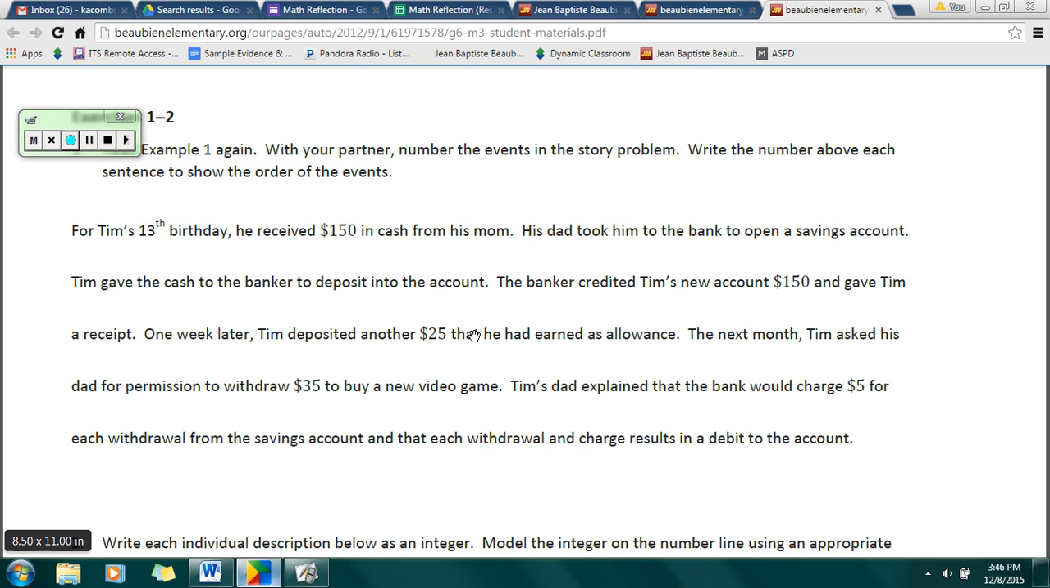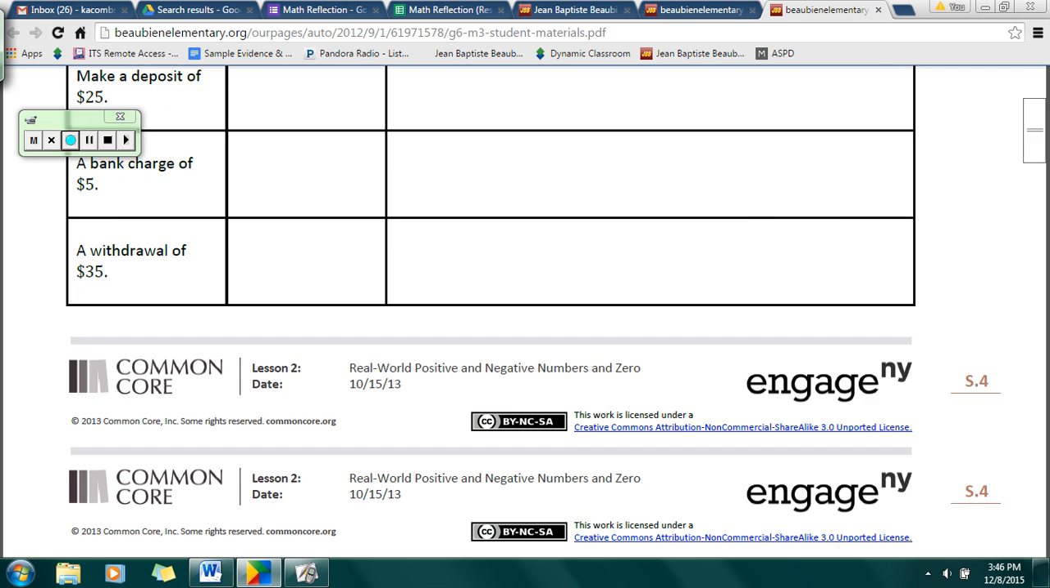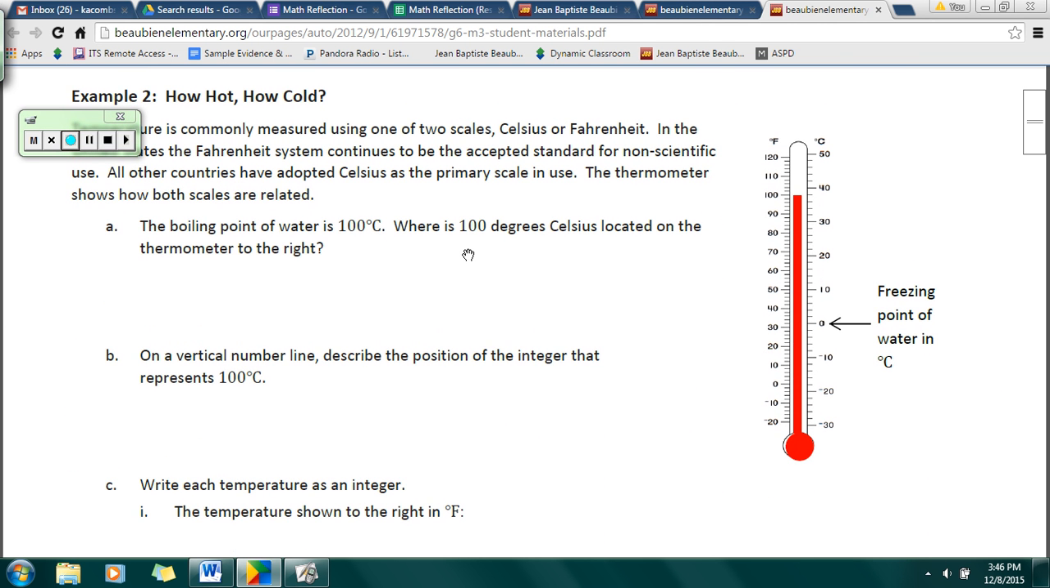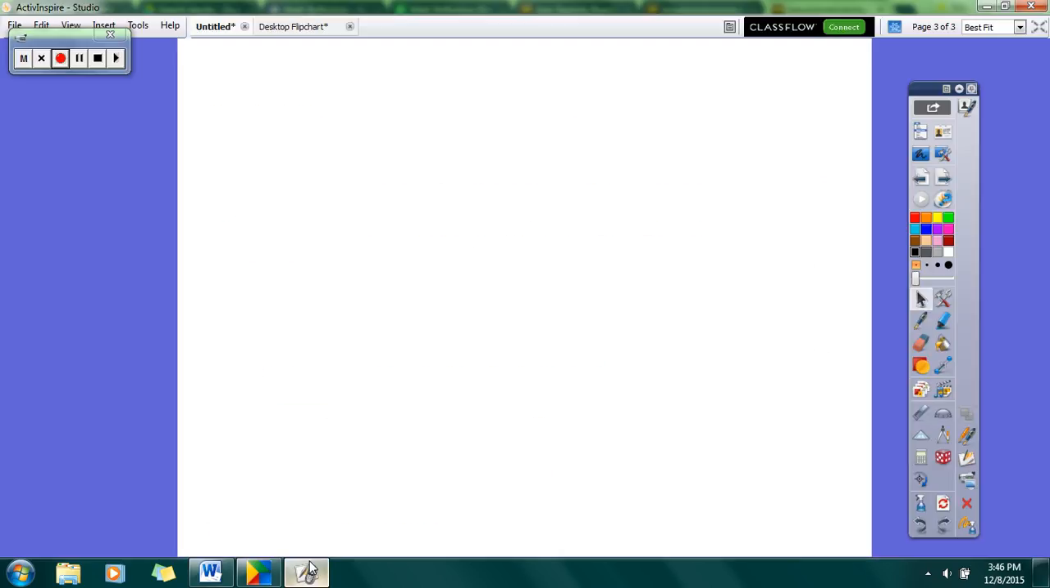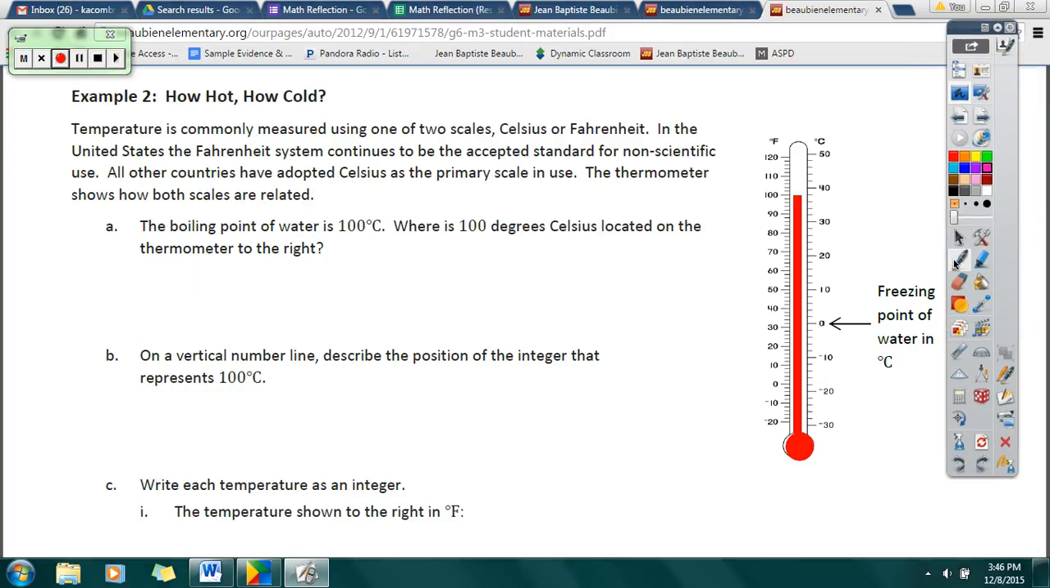All right, so now let's go down to our next section. We talked a lot about a thermometer today. That's a really important part, and a thermometer is usually always going to be a vertical number line. So let's take a look at this.